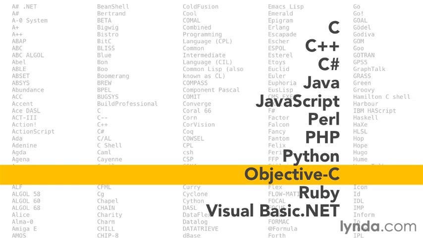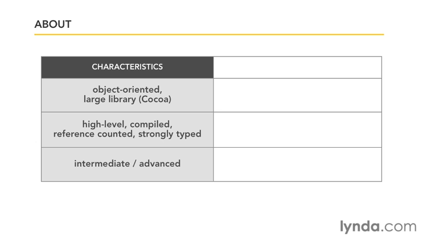Objective-C is one of the older languages on the list. Invented in the early 80s as an object-oriented version of C, it really is the C language with some extra stuff added to it. That extra stuff makes it object-oriented. And the way it's used these days, one of the benefits of using Objective-C is it comes with a large library referred to as Cocoa, which we'll talk about in a moment.